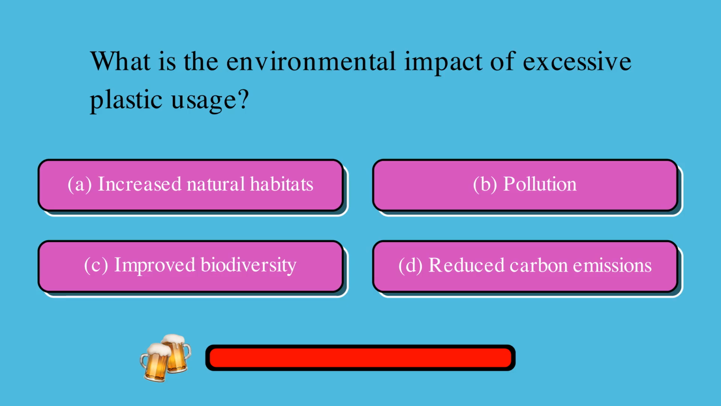What is the environmental impact of excessive plastic usage? Is it A, increased natural habitats, B, pollution, C, improved biodiversity, or D, reduced carbon emissions? The correct answer is B, pollution.